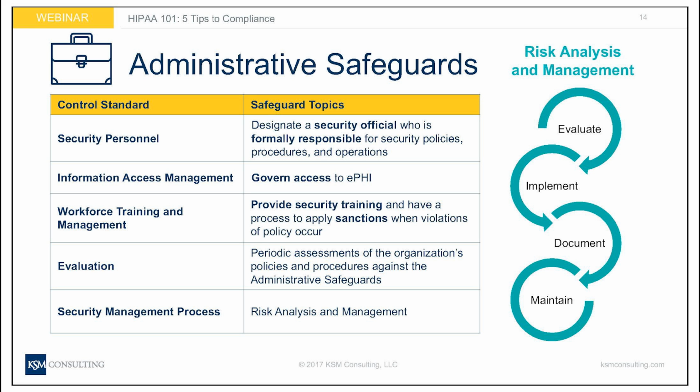So let's take a look at administrative safeguards and what are some of the components. First and foremost, what we're looking at here is the control standard, and then some of the high-level topics that fall into that. This is by no means all of the administrative safeguards, and for the next safeguards coming up, but really just the high points. From a security personnel standpoint, designating an official security officer who is formally responsible for maintaining those policies and procedures and overall operations within the environment. In information access and management, we're looking at actually governing the access to PHI, and as we get to the technical safeguards, we'll look at how we technically control access to PHI.